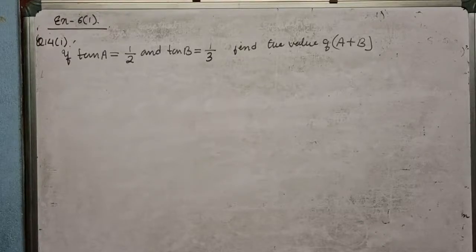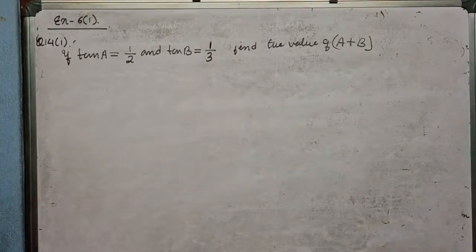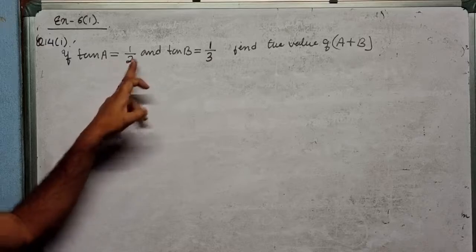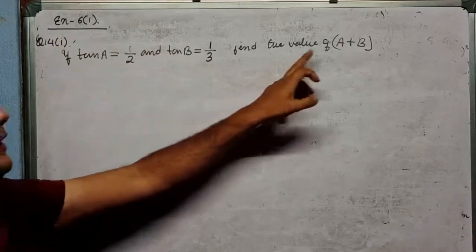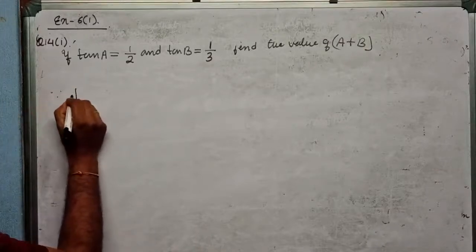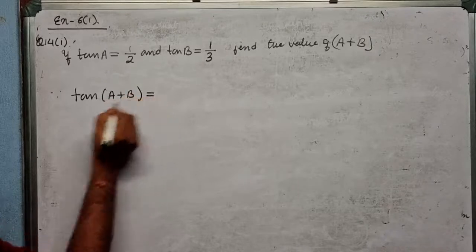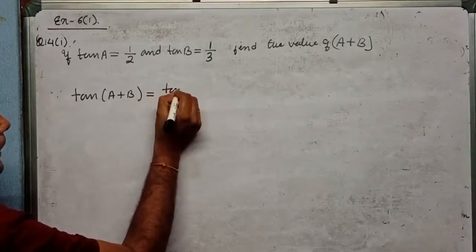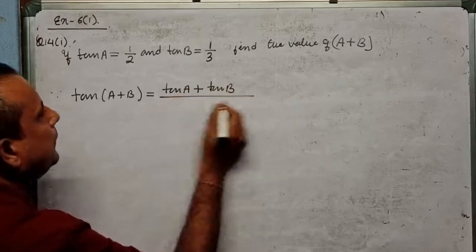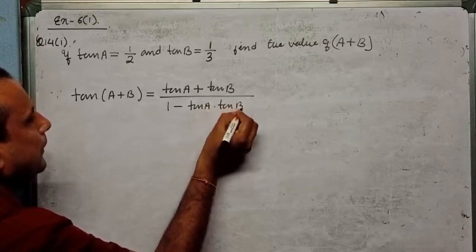Now tan a is equal to half and tan b is equal to 1 over 3. Find the value of a plus b. How to tackle this kind of question? Tan a is given, it is half. Tan b is 1 over 3. Find the value of a plus b. Now I'll consider the tan a plus b formula. Tan a plus b formula is tan a plus tan b over 1 minus tan a tan b.